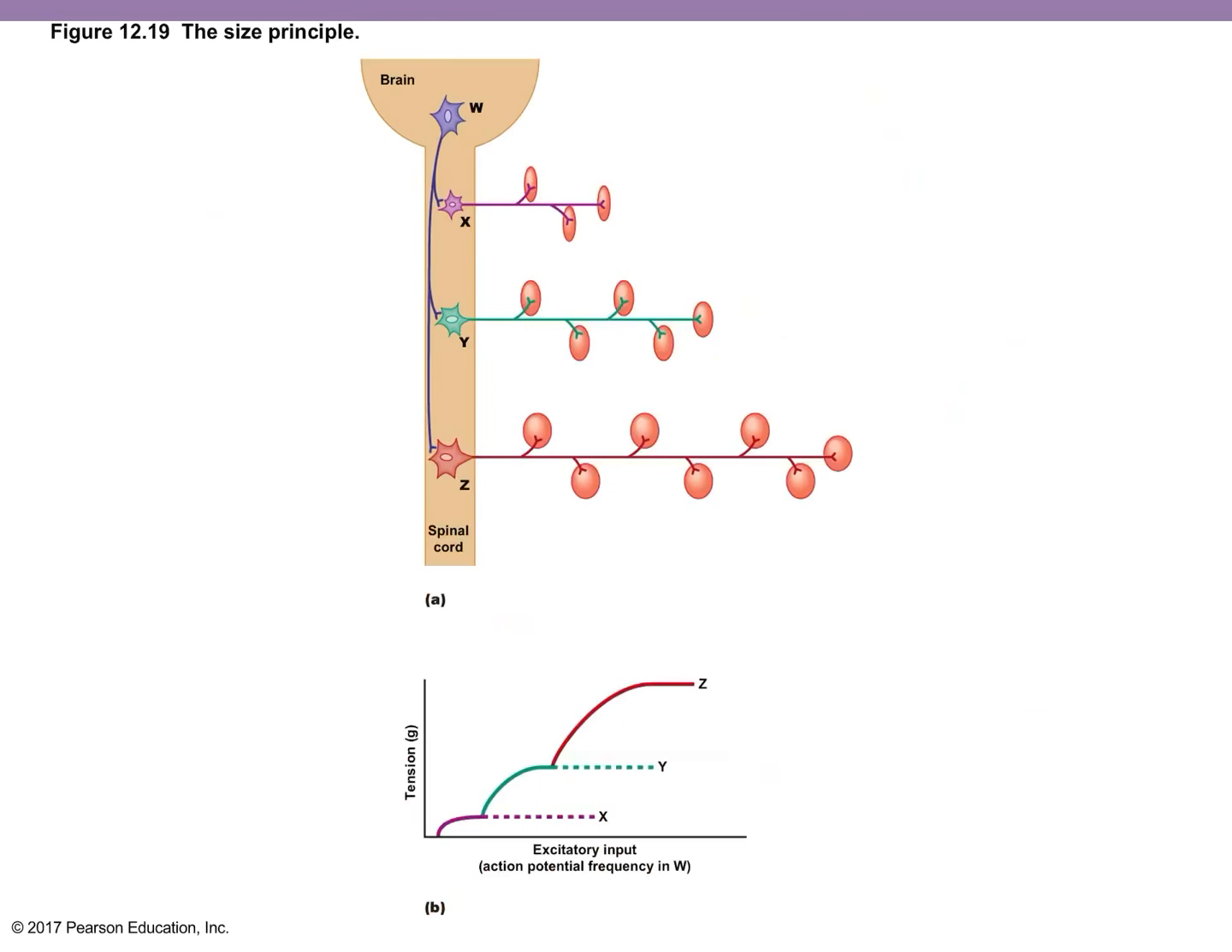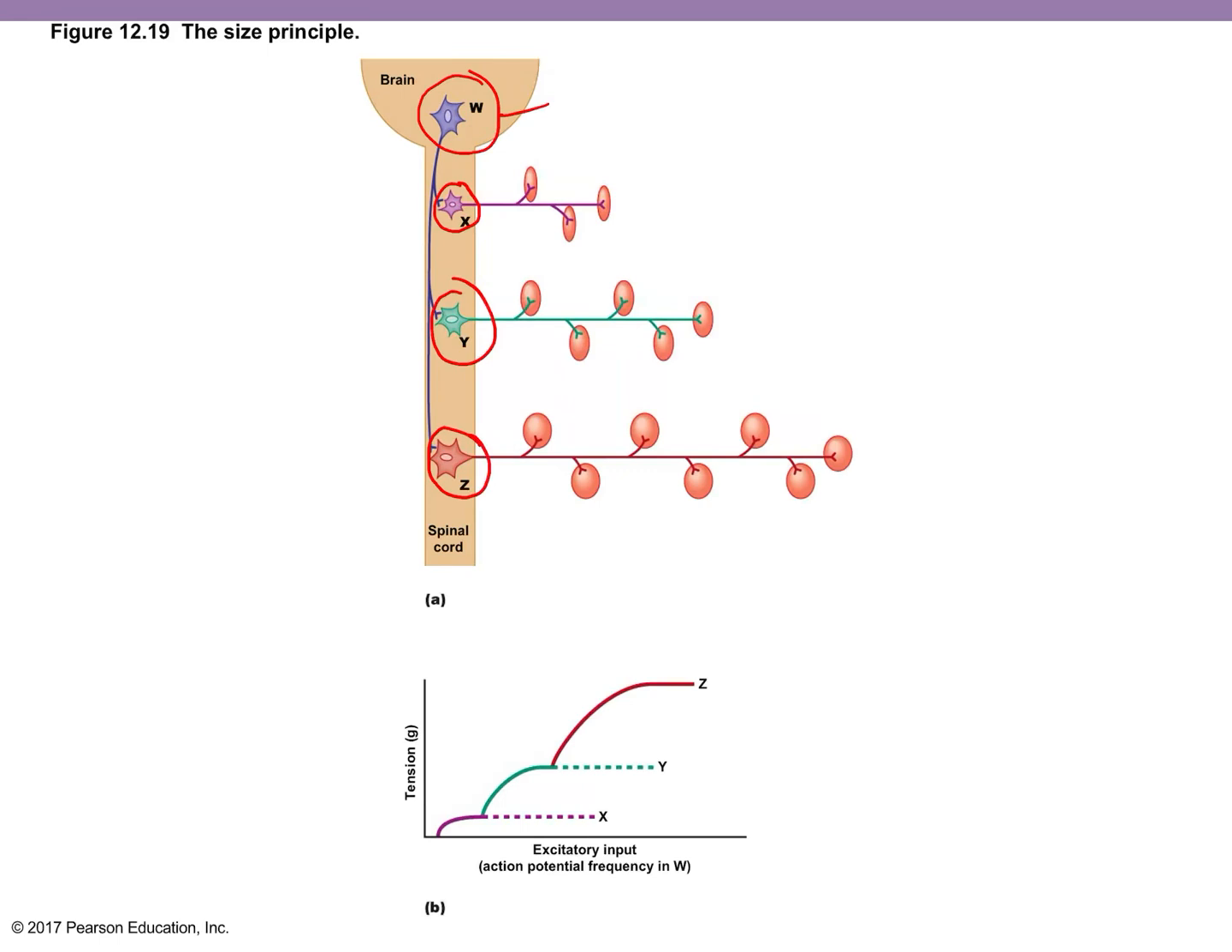So your smaller units are recruited first. So you can see that here's our brain. We have our motor neuron here. So this is the pyramidal cell. Sorry, this is not a motor neuron. So this is coming from our brain. But then here, motor neuron X, motor neuron Y, motor neuron Z. So we can see there's 3 different motor units here, X, Y, and Z.